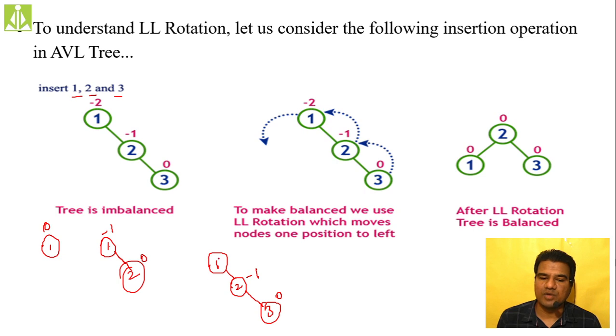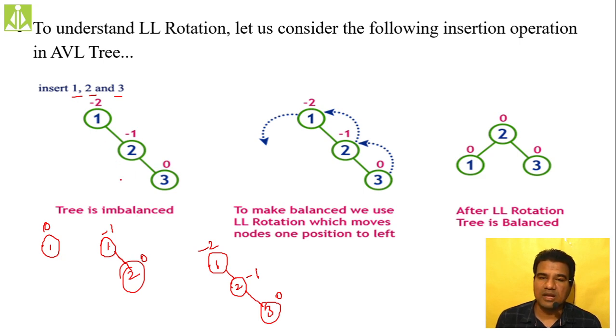Again, for this root node, when we are calculating, no left side subtree, so the height is 0. But right side subtree height is 2. So 0 minus 2, the balance factor will become -2. So here the balance factor is -2. So the tree became unbalanced. That statement I have written, tree is unbalanced, imbalanced. So -2, -1, 0, the tree is imbalanced.